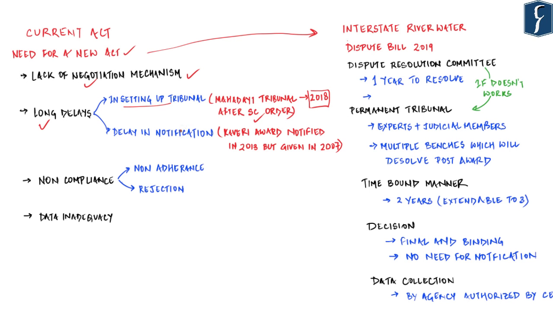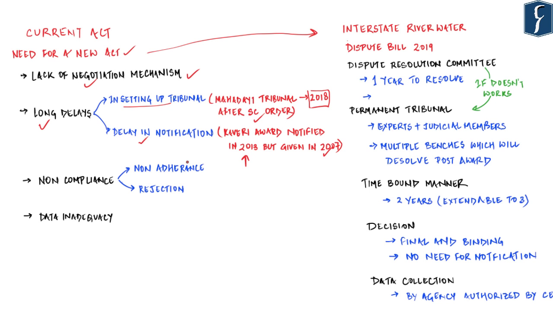After the setting up of the tribunal, it itself takes a lot of time in giving the award. After the tribunal has given the award, it has to be notified by the center. And again, the central government takes a lot of time in such a notification. For example, in the case of the Kaveri water dispute, the tribunal gave its award in 2007, but only in 2013 was the award notified.